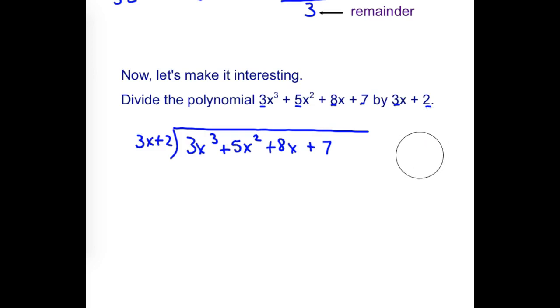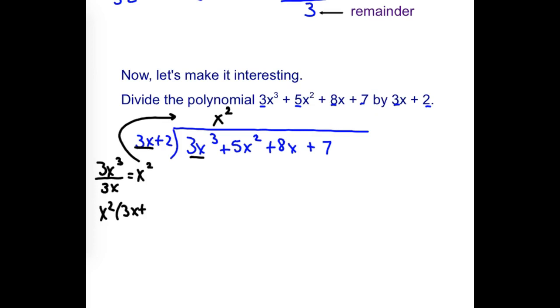All right. For polynomial division, we focus on just the first term in each one. If we have 3x cubed and we're dividing by 3x, what do we have left over? That would simply be an x squared. That's what goes on top. And then we take that x squared times the 3x plus 2 in front, which gives us 3x cubed plus 2x squared, and that's what goes underneath.